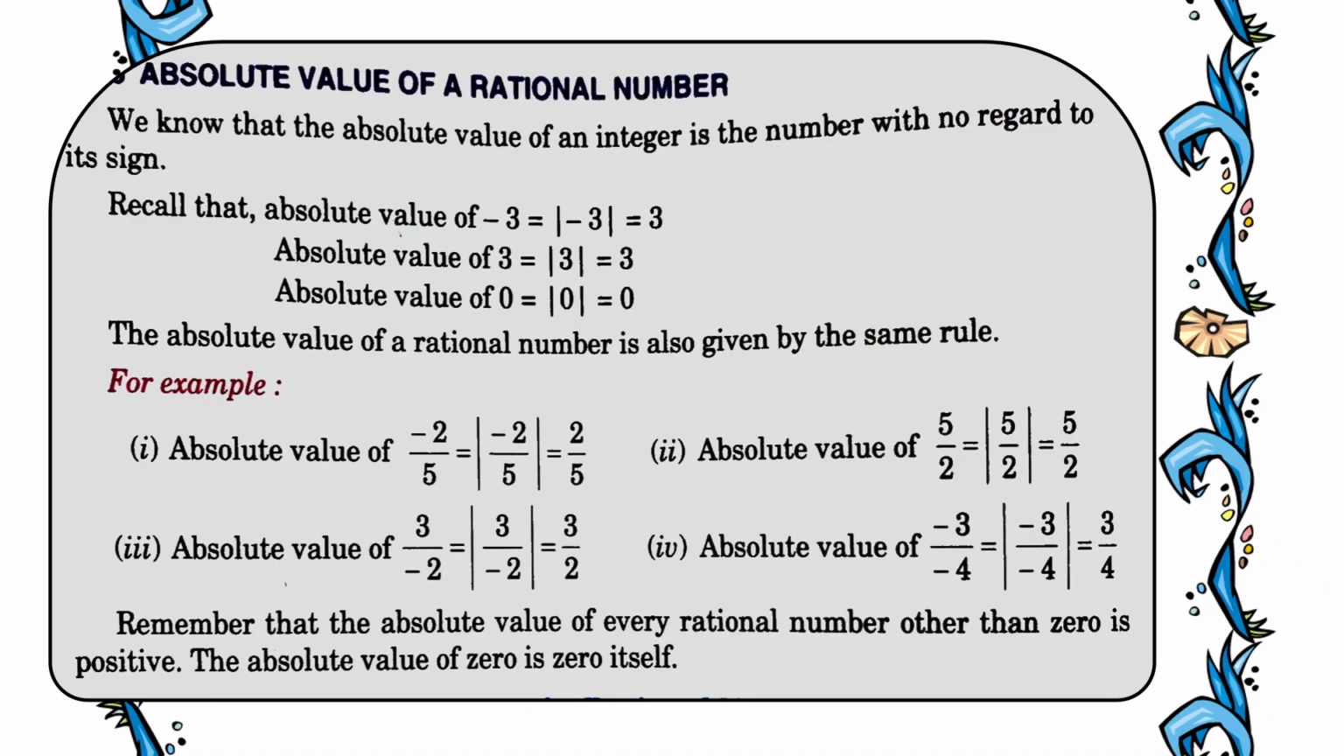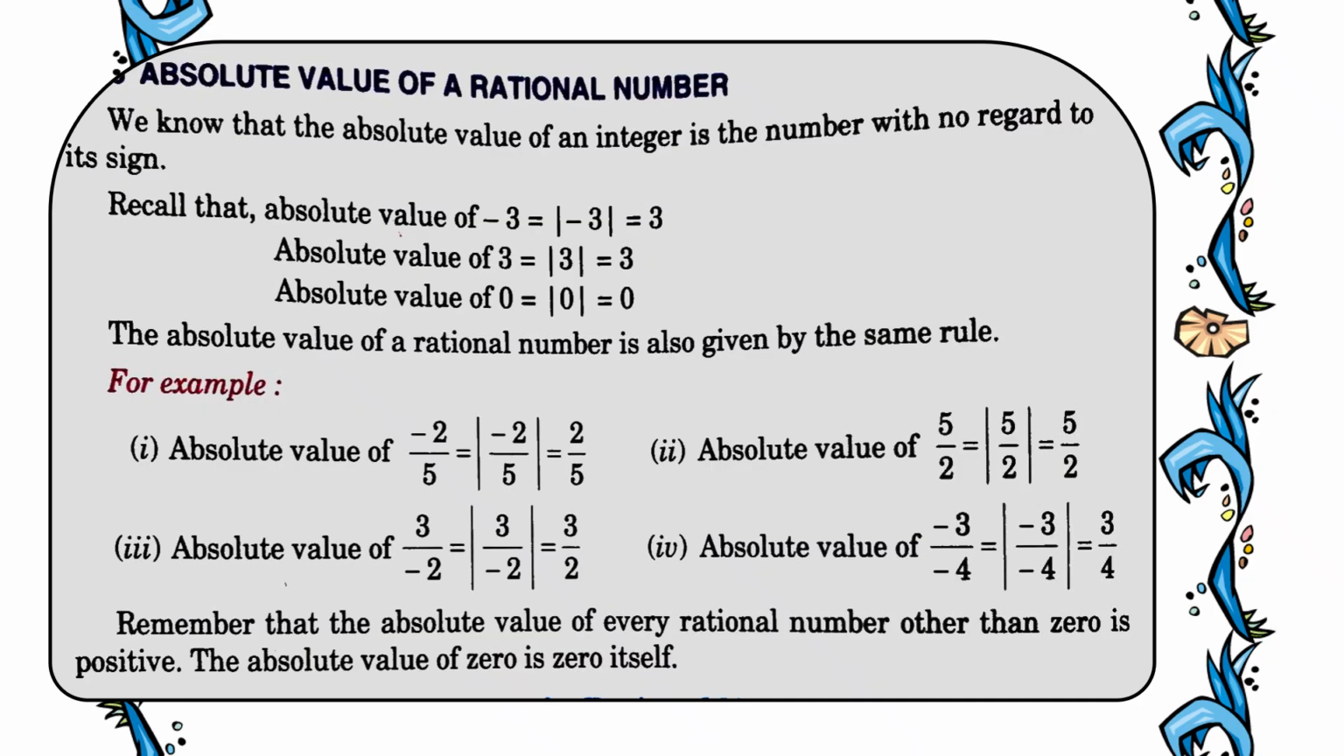Absolute value of a rational number. The absolute value of a rational number is the number with no regard to its sign. So, any rational number, whether it is positive or negative, when the absolute value is taken, it just remains the number, no sign, positive or negative. So, the absolute value of minus 2 by 5 is 2 by 5. The absolute value of 3 by minus 2 is 3 by 2, etc.